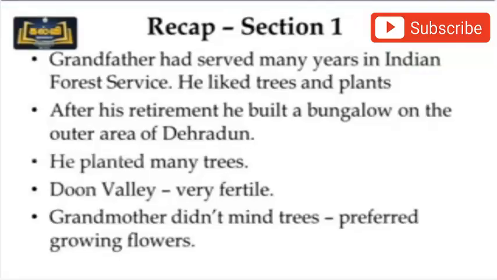In section 1, we saw that grandfather had served many years in the Indian Forest Service. He liked trees and plants. So, after his retirement, he built a bungalow on the outer area of Dehradun. He planted many trees around his building. The place belonged to the Doon Valley, which is very fertile, so the saplings planted by him grew very tall and strong. Unlike grandfather, grandmother didn't mind trees. She preferred growing flowers. Grandfather also helped her in order to attract the butterflies.